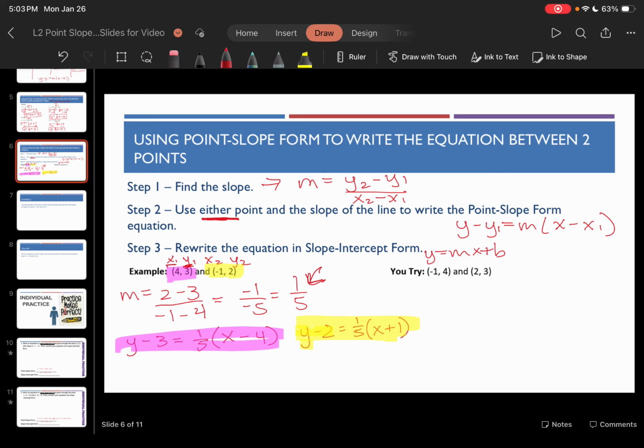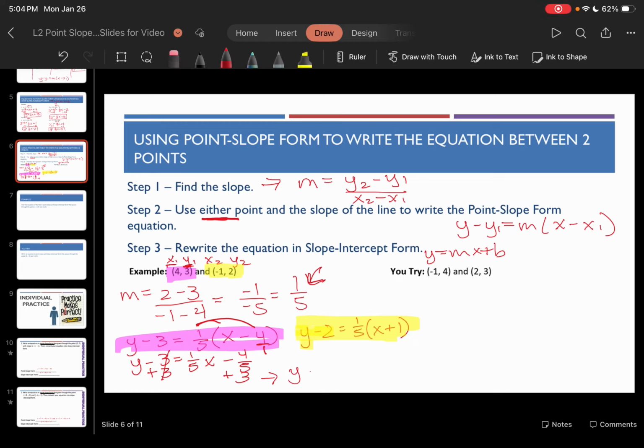So step 3, it's asking me to rewrite the equation in slope intercept form. And so I'm going to distribute, and this will be y minus 3 equals 1/5 x minus 4/5. You can use your calculator to do that, or think this is like 4/1 and I'm multiplying. And then I'm going to add 3 to both sides. I know I'm running out of room, so I'm going to go over here.